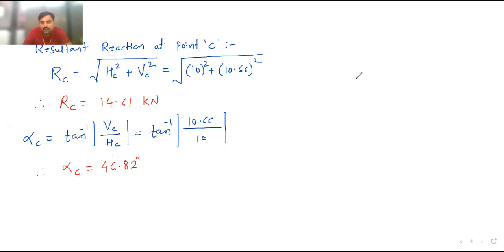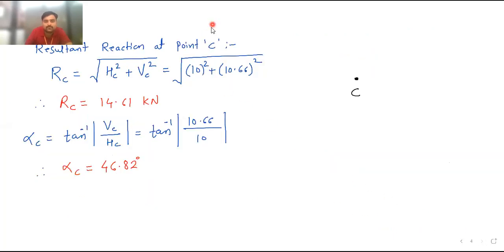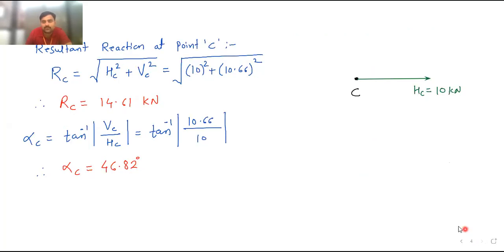So now I know RC and alpha C. Now I need to draw the diagram. So arbitrarily I will take this point C. Now here you can see the direction of HC, it is towards right, so that I will plot first. This is HC, and its value is 10 kilonewton. Next one is VC, the vertical reaction at C. It is moving in upward direction. So I will show it like this. It is 10.66 kilonewton. This is your VC, vertical reaction.